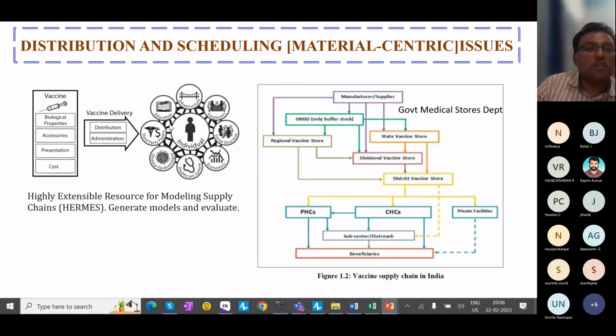So with this software, HERMS, the full form is Highly Extensible Resource for Modeling Supply Chain. So this is open source software. Those who want to work on vaccine distribution supply chain can just download this model and make an attempt.